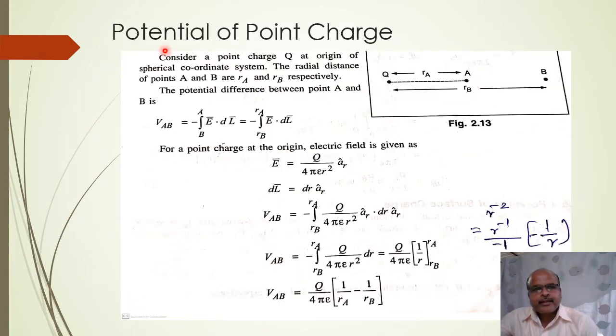Then next we will take the derivation of the potential of a point charge. Consider a point charge Q at the origin of a spherical coordinate system. The radial distances of points A and B are RA and RB respectively. So VAB is equal to minus integral from B to A E dot dl, so we get minus integral from RB to RA E dot dl.